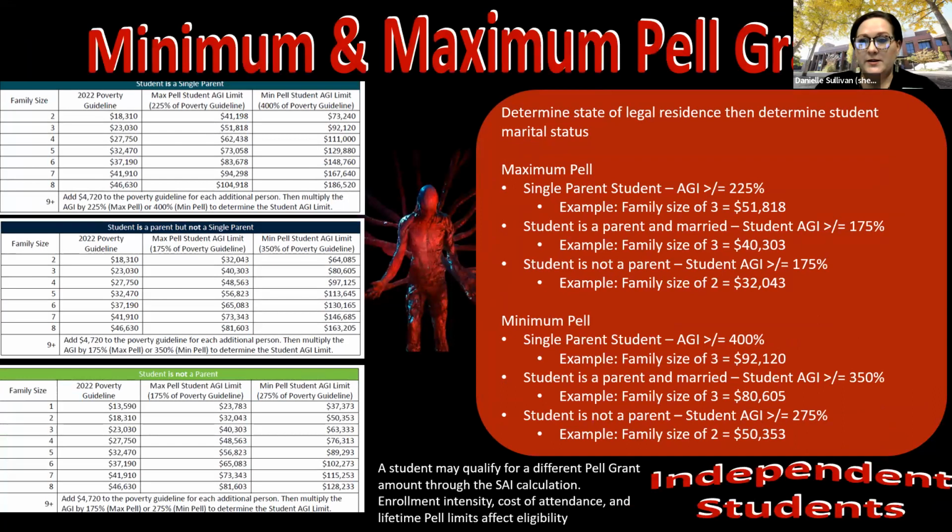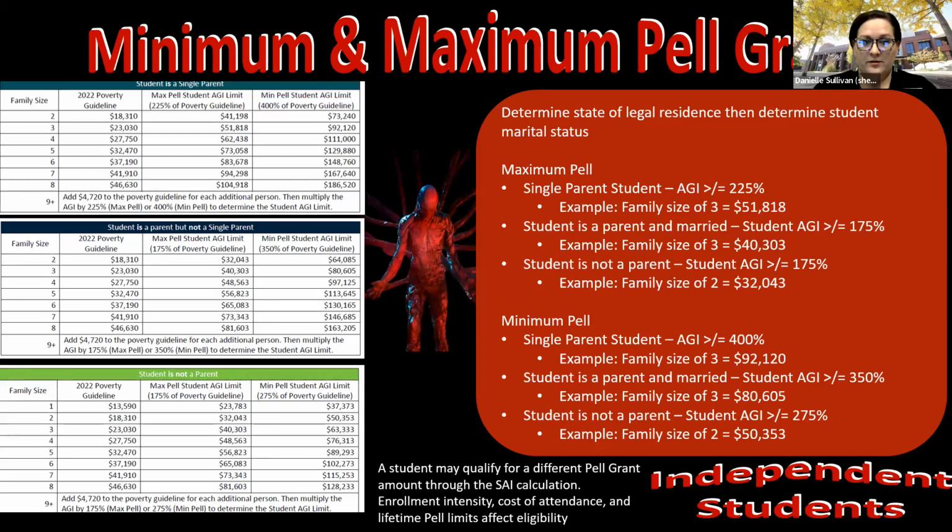So now let's look at an independent student. This would be a student who does not have to report parental information on the FAFSA. There are 3 different charts. The student is a single parent, so they're single and they have a child. The student is a parent, but not a single parent. And then the student is not a parent at all. The first thing, same steps, determine their state of legal residence. We'll probably all be using these charts because we're not in Alaska or Hawaii.